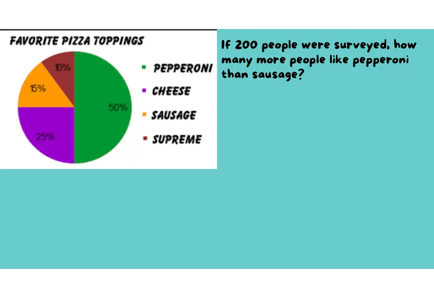Another question type you'll see in these CYUs is you'll be given a certain number of people and you'll be asked to compare it to another portion of that data. So in this case, we have 200 people surveyed on which pizza topping is their favorite. Pepperoni is going to be matched up against sausage. So pepperoni is 50%. So I need 50% of 200. Which I happen to know is 100 people like pepperoni.